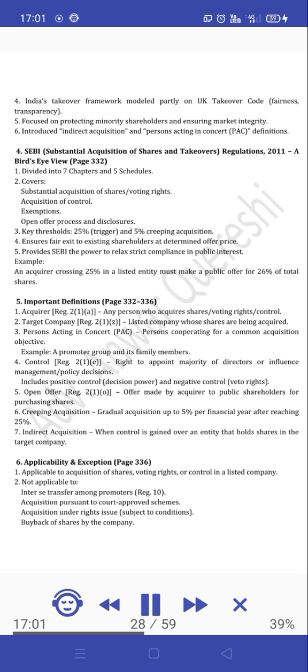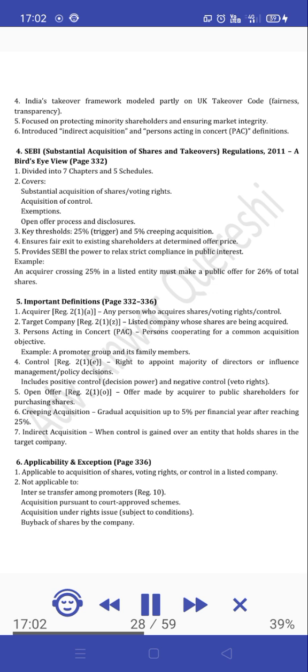5. Important definitions, page 332-336. 1. Acquirer, Reg. 2(1)(a): any person who acquires shares, voting rights, or control. 2. Target company, Reg. 2(1)(z): listed company whose shares are being acquired. 3. Persons acting in concert (PAC): persons cooperating for a common acquisition objective. Example, a promoter group and its family members.